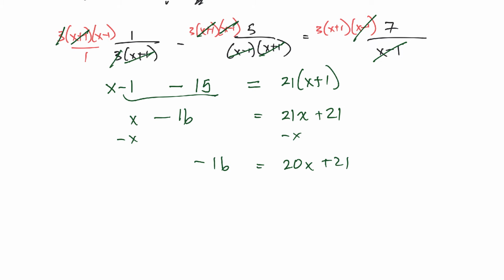And if you want to do this all at the same time, you could. So subtract 21 on each side. So I'll have 20x is equal to a negative 37. Divide both sides by 20. So I'll get x is equal to negative 37 over 20.